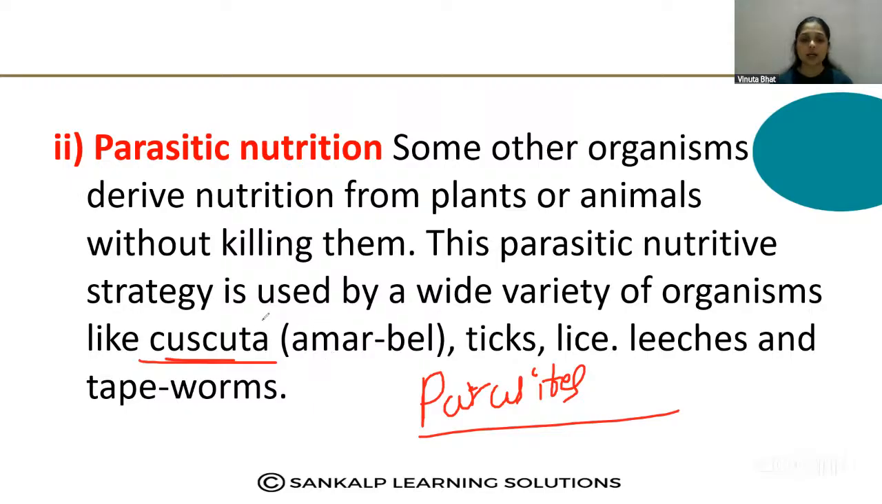So Cuscuta, that is a plant. Okay, a very important thing is that Cuscuta is a plant. I just taught you that plants are autotrophic.